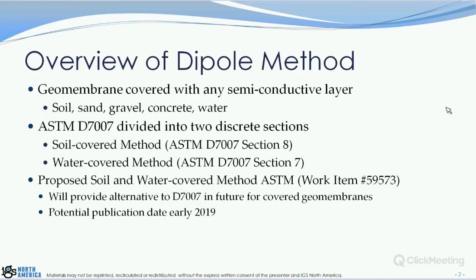So this method is used for installed geomembranes that are covered with any semiconductive layer. So what do I mean by that? It doesn't have to be ultra conductive, like something like salt water. It can be anything like soil, sand, gravel, concrete, water itself. For the soil and the gravel and the sand, and concrete, you do need a certain moisture content to make those semiconductive.